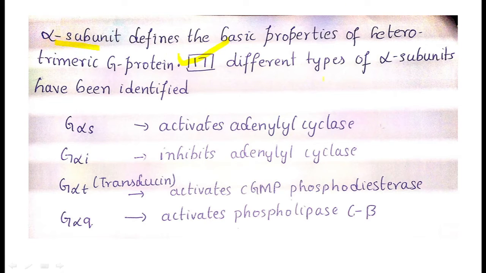Examples are G alpha S and G alpha I. One activates adenylyl cyclase, and the other one inhibits adenylyl cyclase. Then we have G alpha T, it's transducin. It activates another enzyme called cGMP phosphodiesterase, and G alpha Q activates phospholipase C beta. This is a very important table. Questions will be asked based on this. We shall see how it activates.